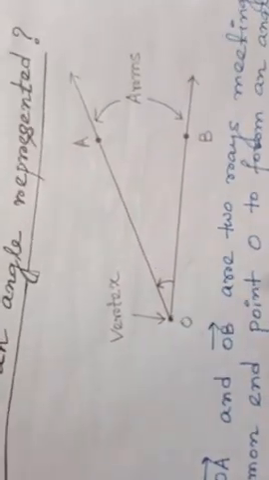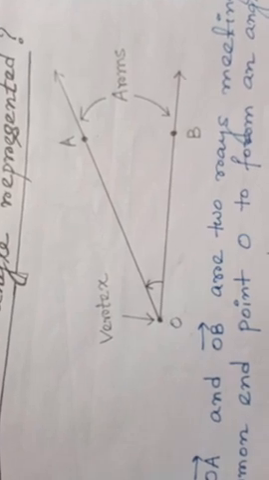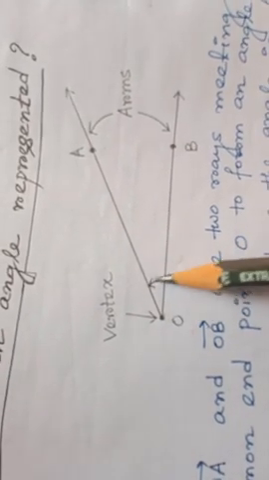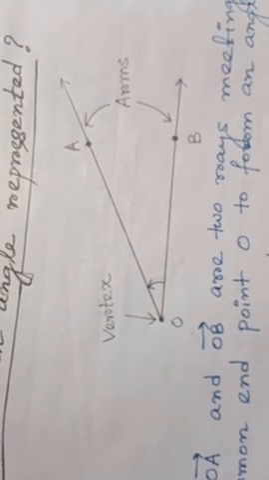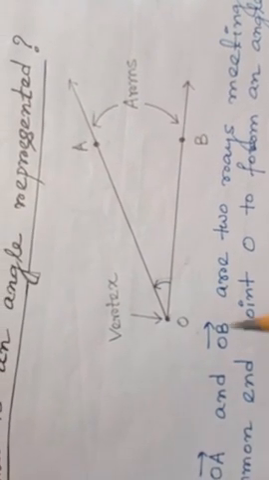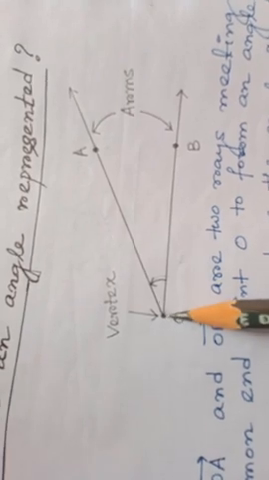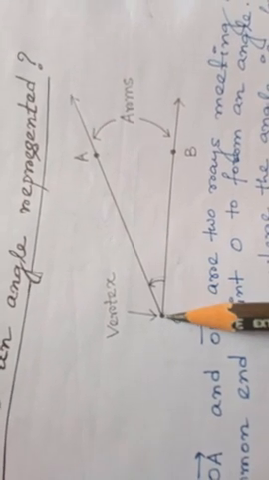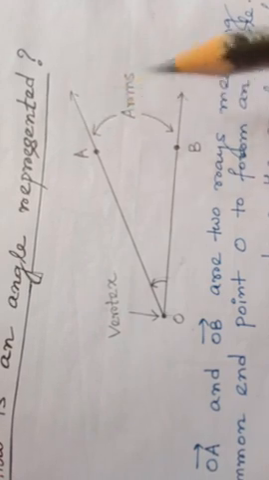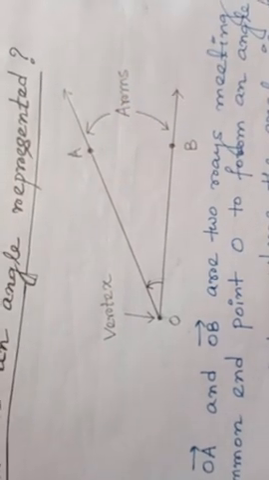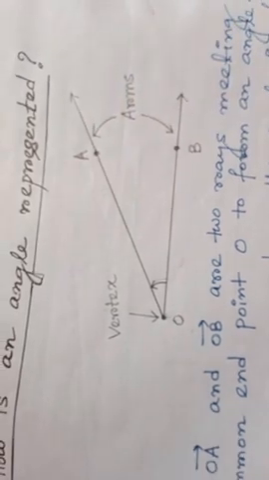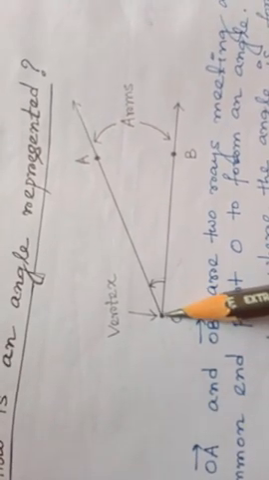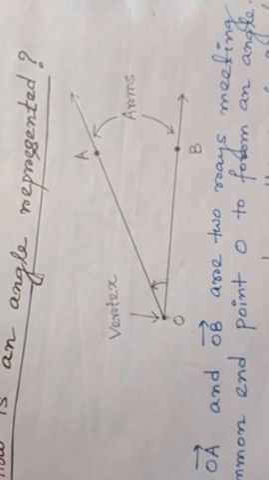The point O, where the angle is formed, is known as the vertex of the angle. At this point the angle is formed. See, this is the angle. This is called the vertex of the angle. And the two rays OA and OB are called the arms of the angle. So these two are the arms of the angle, and this point O is the vertex of the angle.